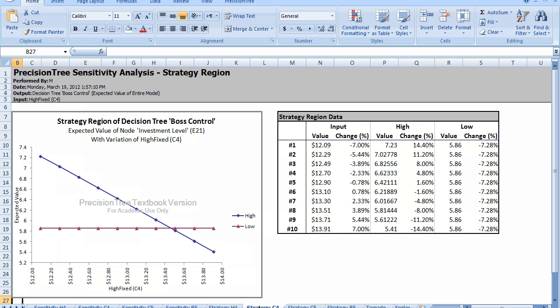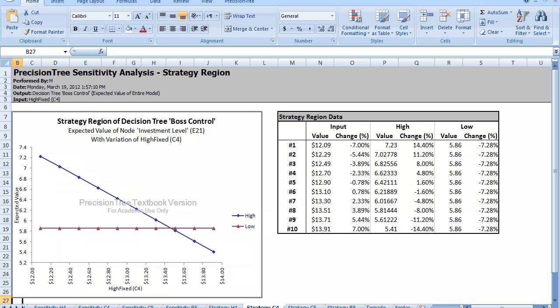The high investment is preferred over the low investment by $460,000. And every dollar increase in the high investment is directly deducted from the expected value. Therefore, it's not surprising that if the $13 million investment increased to $13.46 million, the two solutions would be equivalent. The two alternatives will have the same expected value. And once you go above $13.46 million, the optimum decision will be to go with a low investment.